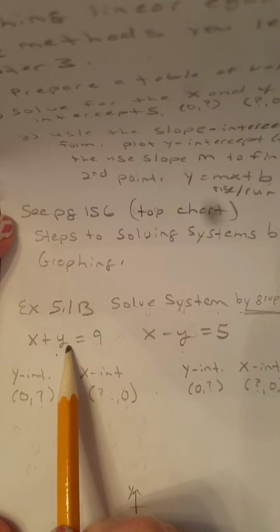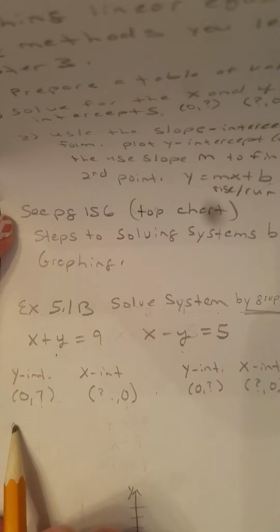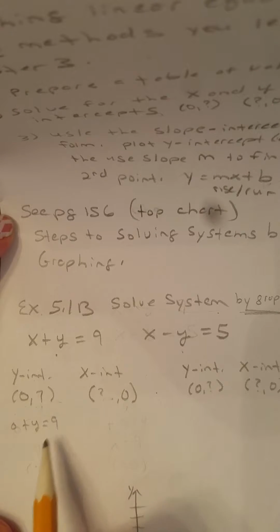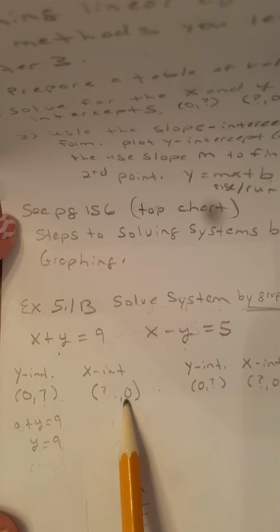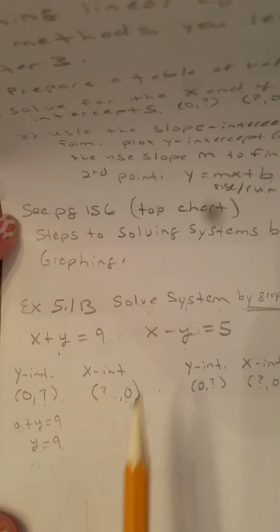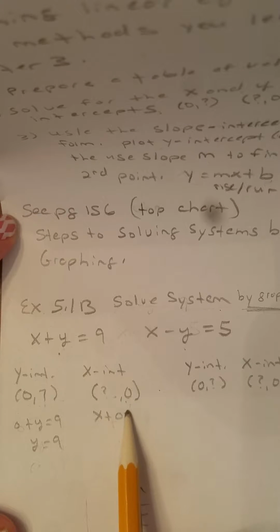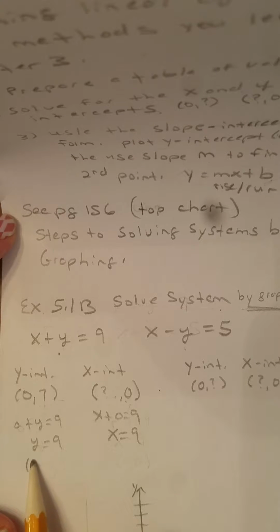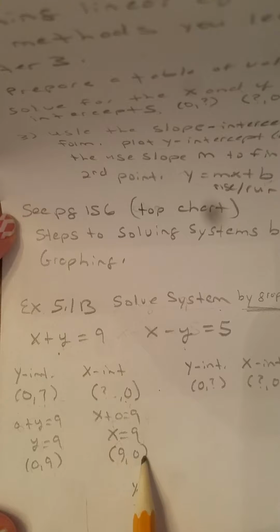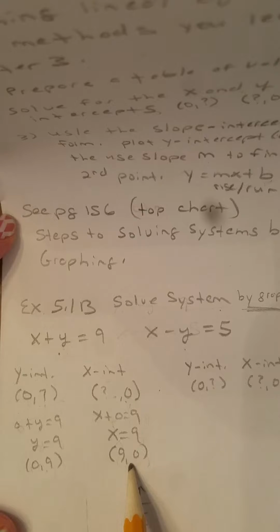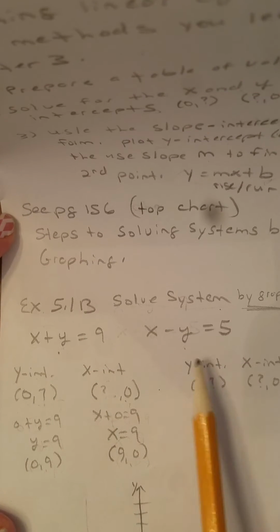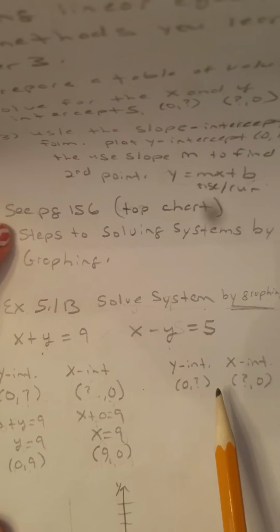I'm going to take this equation here. I'm going to plug in 0 for x and solve for y, and I get y equals 9. On this one here, I'm going to plug in 0 for y, right? Just find out what x equals. So in this case, when x is 0, y is 9. In this case, x is 9 when y is 0. So these are my y-intercepts and my x-intercepts for this equation.